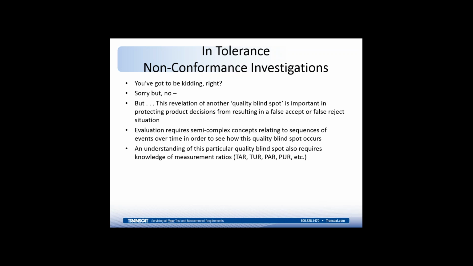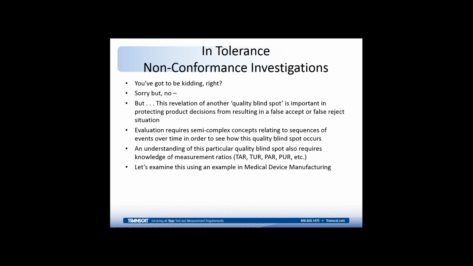An understanding of this particular intolerance quality blind spot also requires knowledge of test accuracy ratios, or TAR, the concept of test uncertainty ratios and what the differences are there. And then there are a couple of terms that Transcat has coined when we try to differentiate between calibration of an instrument used in production, when we calibrate the instrument in the lab, versus the use of that instrument to make decisions about product or a manufacturing process. And so we call that a process accuracy ratio when you're looking at the instrument used to measure process tolerances, or a process uncertainty ratio, so PAR and PUR.